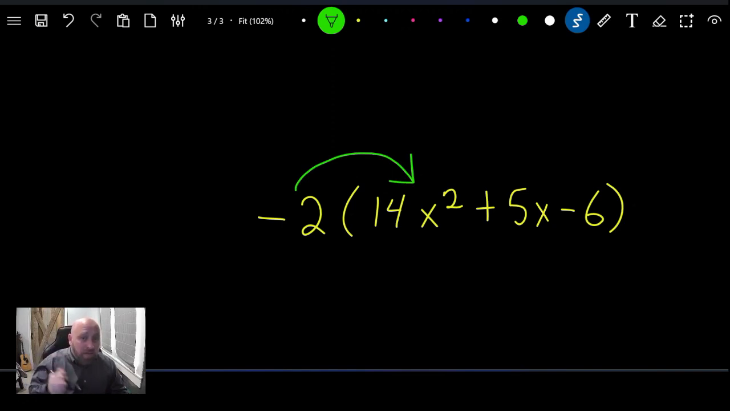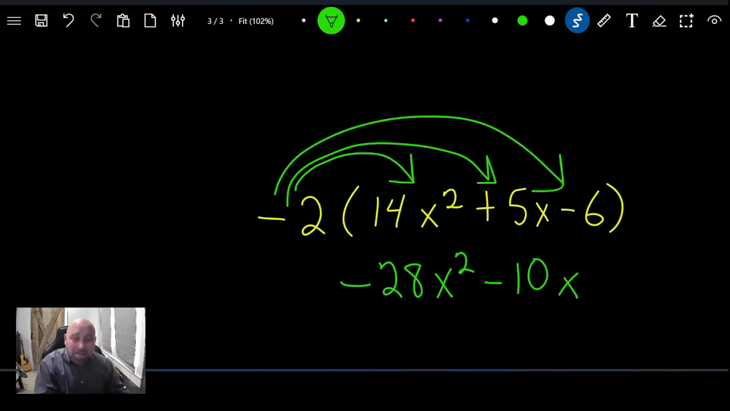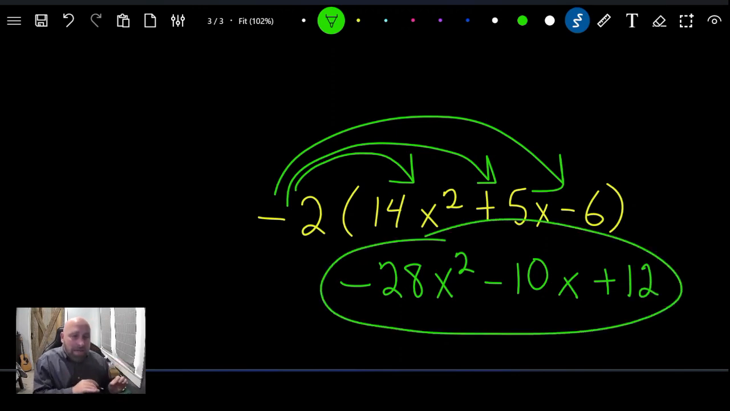So negative 2 times positive 14 is going to give us negative 28. Then we don't have anything, so we don't have any x's with it, so it's just going to be x squared. Now, when I was just taking that plus and pulling it down, I can't do that anymore, because look, now the negative 2 times the positive 5 is going to switch that sign. Negative 2 times positive 5 equals negative 10, and then x, because we don't have anything. And then we'll do it here. Negative times negative is going to equal a positive. 2 times 6 equals 12. So that would be my answer right there: negative 28x squared minus 10x plus 12.